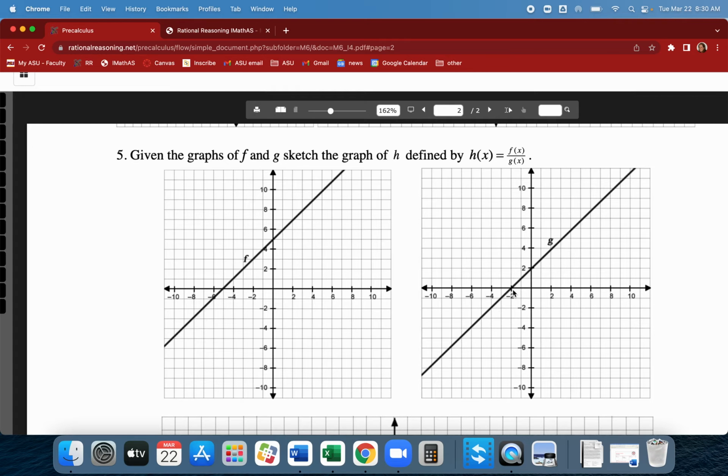Or I could plug in some other values. For instance, if x is 1, I get 6 over 3. All right, 6 over 3 is 2. If x was 2, I get 7 over 4. It's like 1.5-ish. Whatever, but I'm going to get smaller and smaller positive numbers, not increasing all the way to 0, but getting closer and closer to 1 as I go to the right.